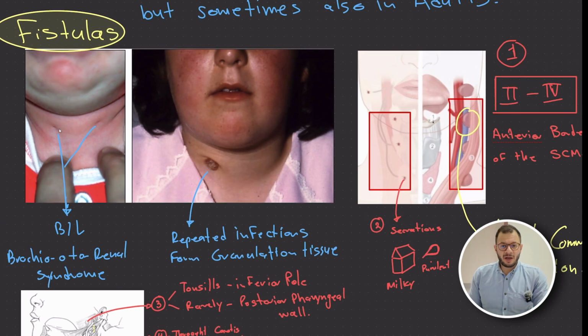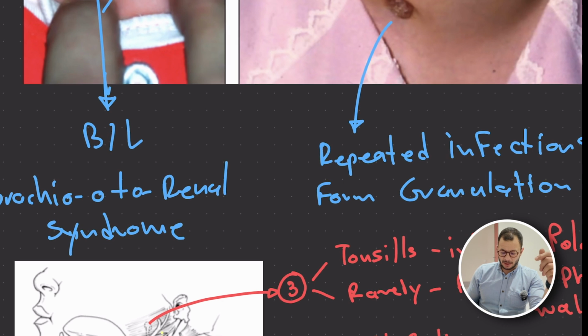Now, a very good clinical point here is that if you see a bilateral formation of a brachial cleft cyst, you need to exclude the so-called brachio-otorenal syndrome, seen here in this case.